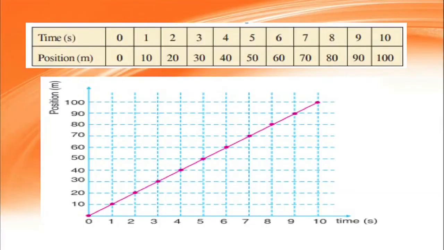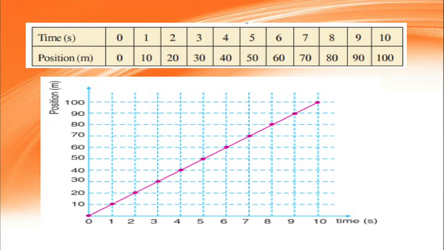For example, the positions of an object at different times are given in this table. You can see the table. We have the time, that is 0, 1, 2, 3, 4, 5, 6, 7, 8, 9, 10, and the positions at the given times are 0, 10, 20, 30, 40, 50, 60, 70, 80, 90, 100 meter respectively.